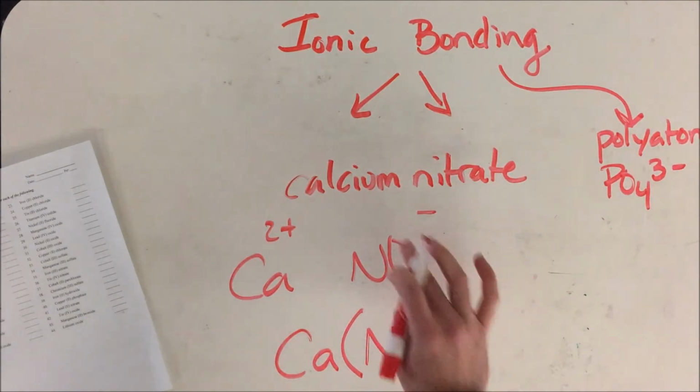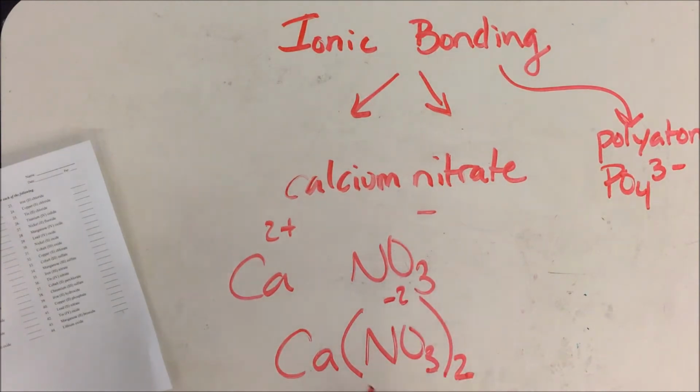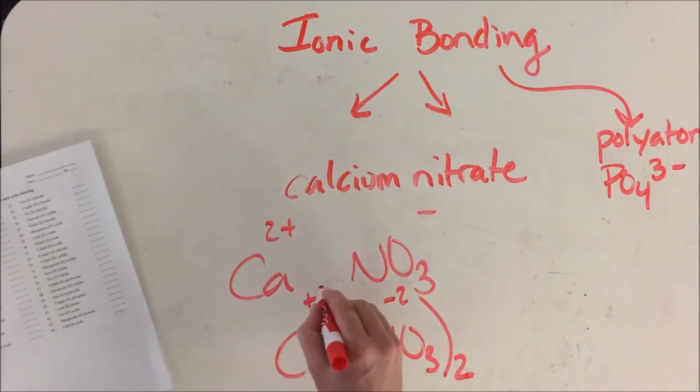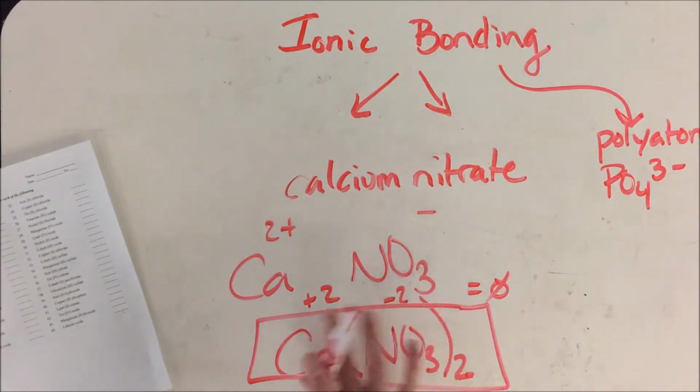I'm going to double check that I've actually gotten this right. 2 times -1 is a total of a -2. 1 times +2 is a +2. That does give me an overall charge of 0. I would write this as my answer. I don't leave any of that stuff there, any of the charges. That's just a way of checking myself. So Ca(NO3)2 is your answer, number 13.